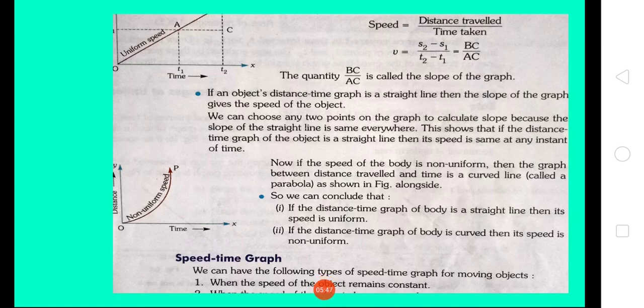Now what if the object is moving with a non-uniform speed? When you join the dots, you will not get a straight line, but a curved line. You can see here the example where the distance-time graph shows a curved line. So this represents an object which is moving with a non-uniform speed.